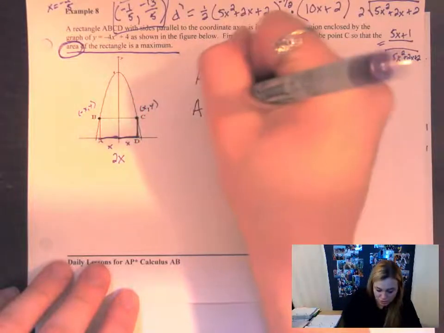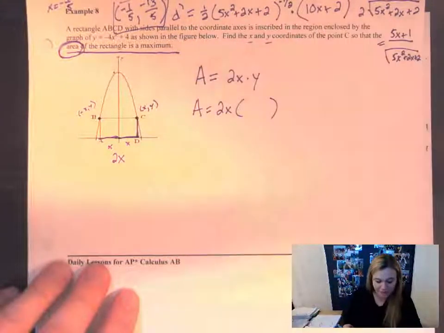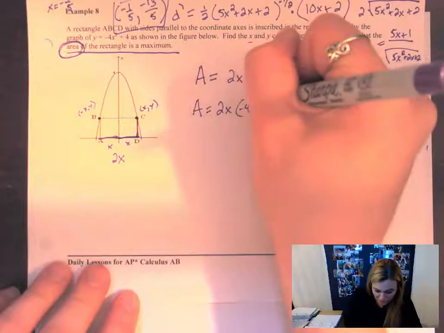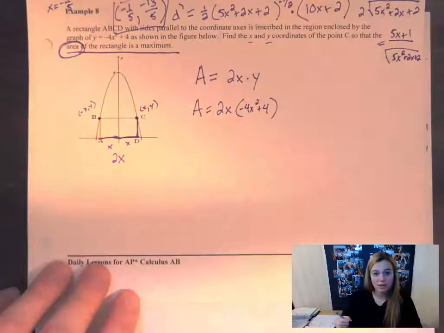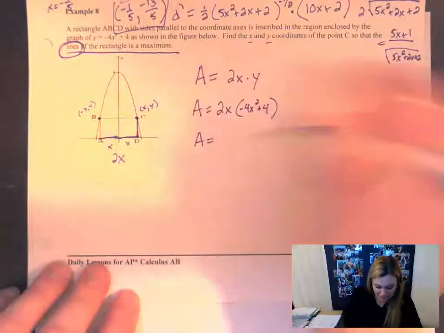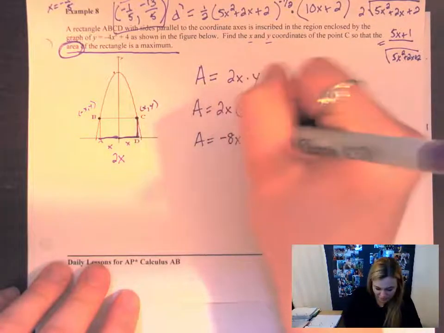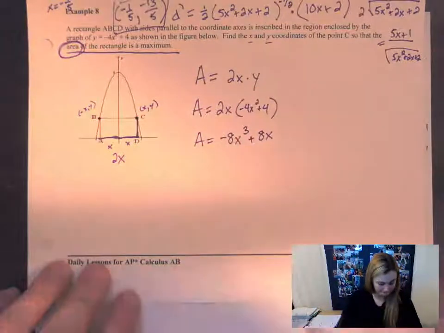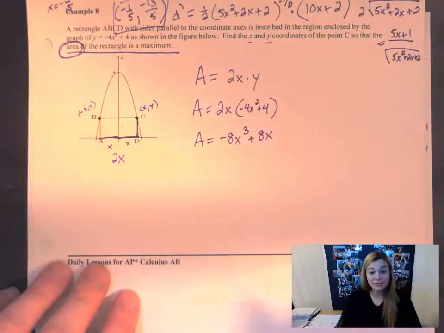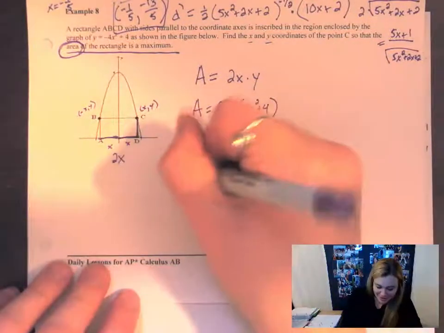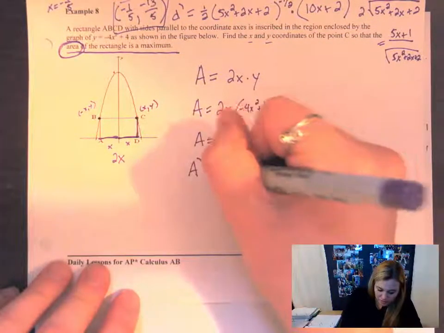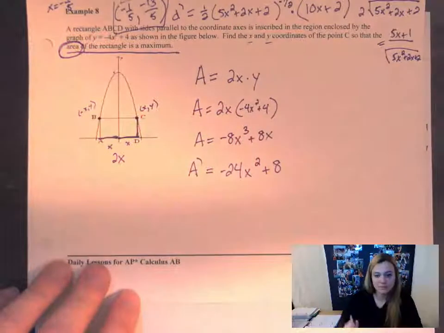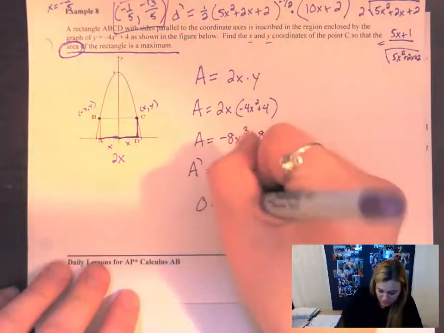Area is equal to 2x times y, and you can write the y up here as negative 4x squared plus 4. Simplified a little bit so it's easier to do the derivative: negative 8x cubed plus 8x. Now I can take the derivative, or you can, either one. A prime would be negative 24x squared plus 8. Set this equal to 0 so I can find the zeros.